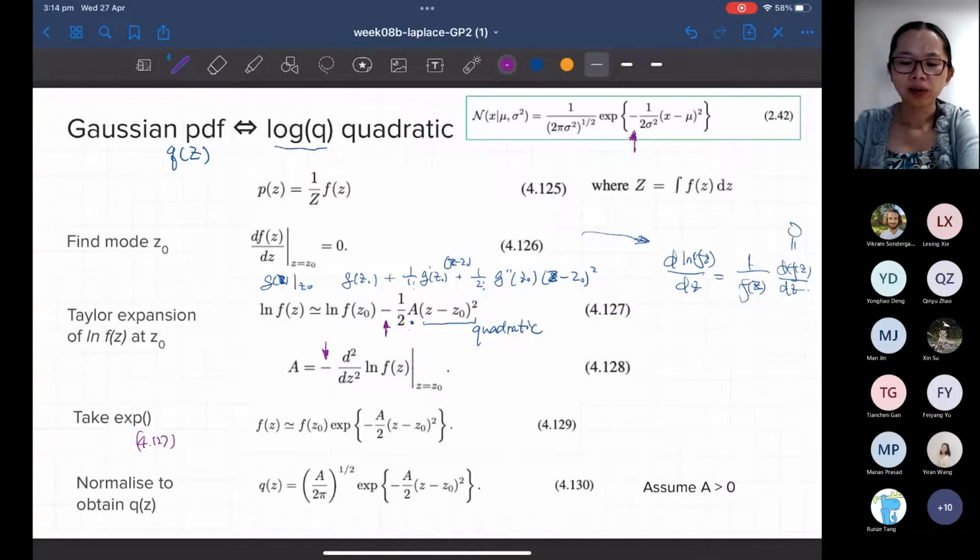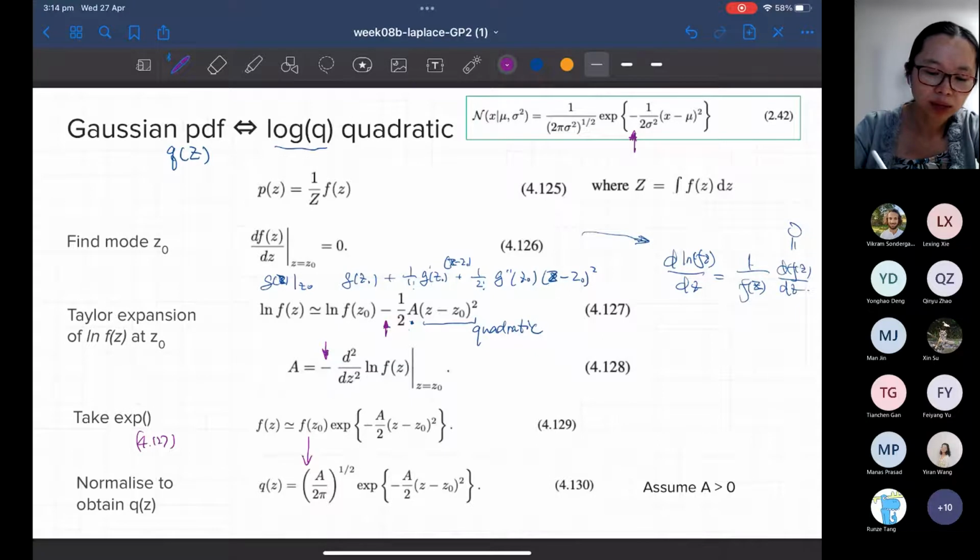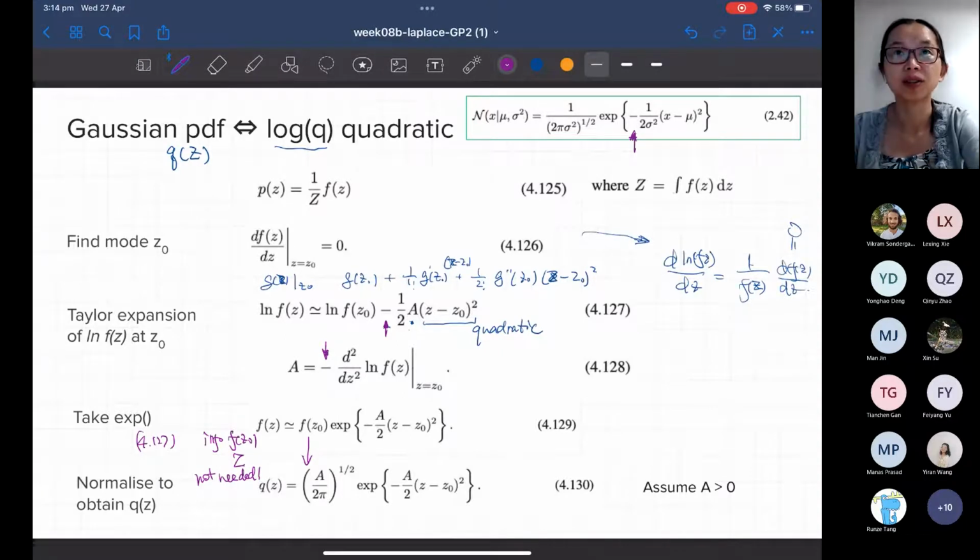What is interesting and worth noticing is that from this step to this step, information about F of z0 and information about the original normalizing constant Z is not needed. So the normalizing term of q of z is simply a function of a, the second order negative derivative. Here we assume that a is greater than 0, otherwise it's not a Gaussian. A stands for the precision, the inverse of the variance, and needs to be non-negative, or actually strictly positive. So that's in one dimension.